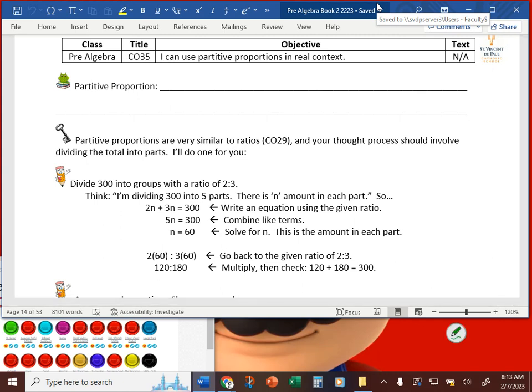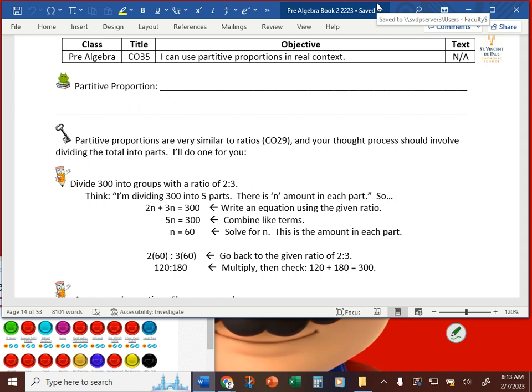We are going over another type of proportion today called partitive proportions. So far we talked about direct proportions. Direct proportions are ones you're probably most familiar with. It's when something goes up, something else also goes up, or when something goes down, something else also goes down. There's a direct relationship there between the two values.